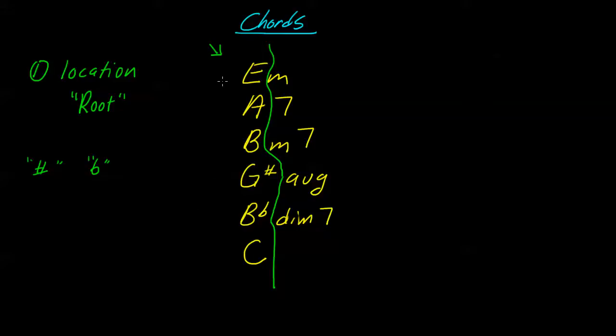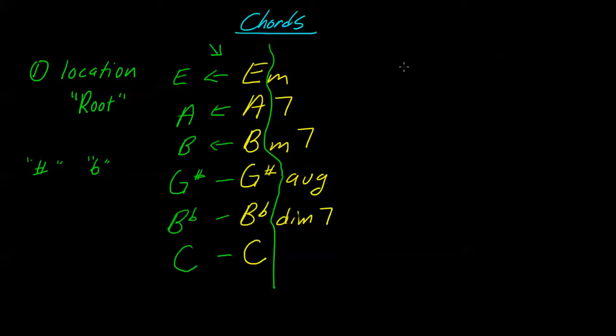So let's go through each one of these. The location or the root for E minor would be what? That's right, just an E. Root of an A7, all the notes are built off of the A note. B minor 7, built off of a B. G sharp is built off of the G sharp note. B flat, B flat. And the C major chord symbol is built off of the C note. So that's the first piece.